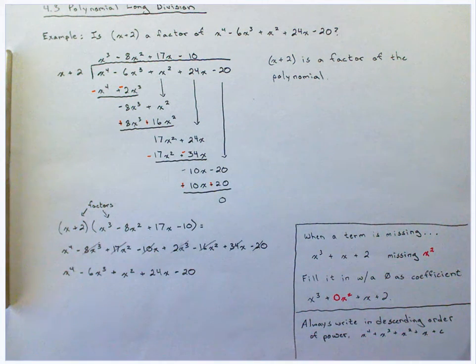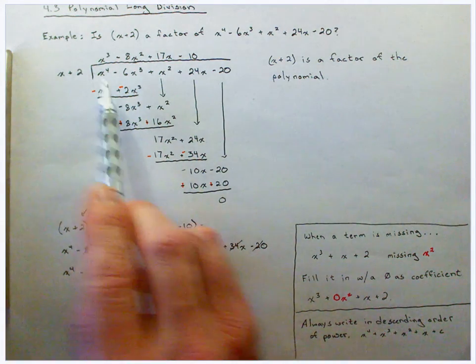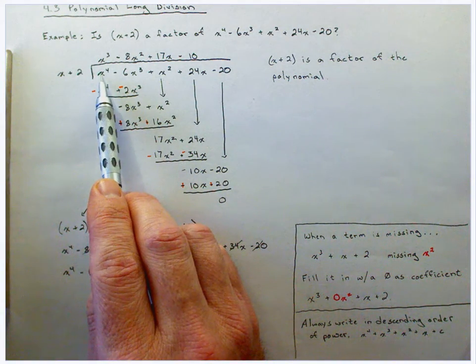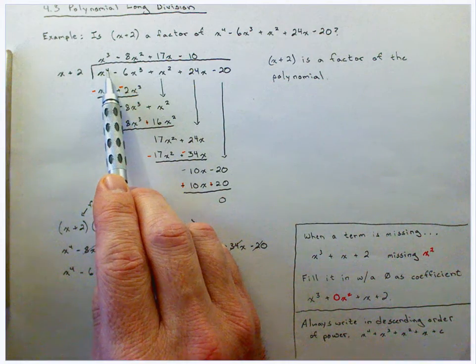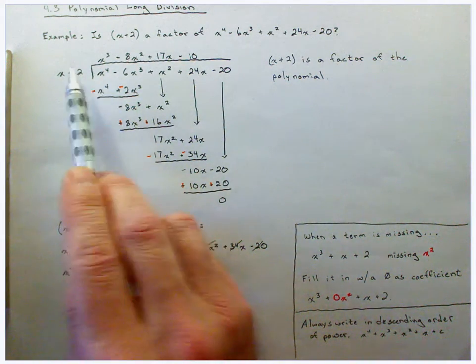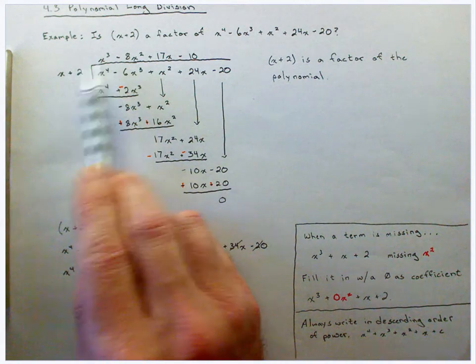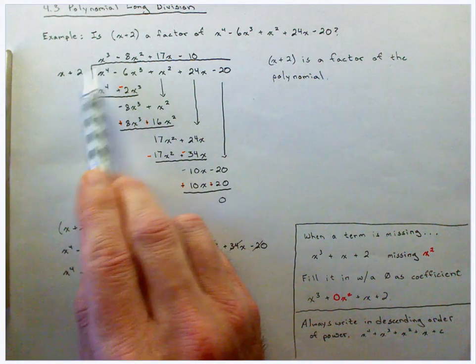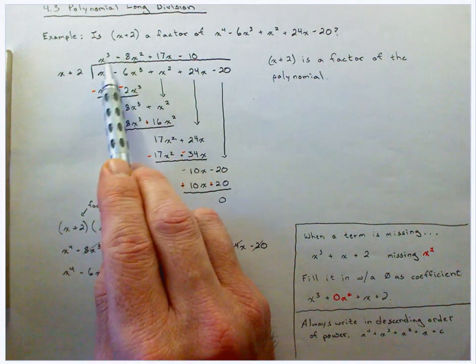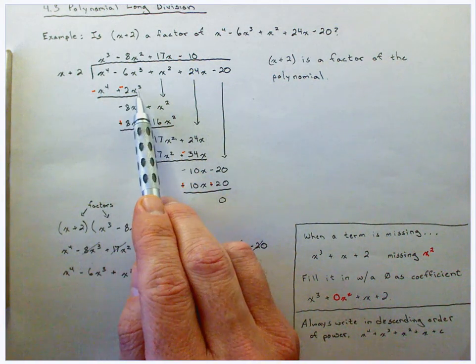It is just like arithmetic long division, except it's a little more complicated. So the first thing I look at is, what would it take for x to go into x to the 4th? Well, x cubed times x will give me x to the 4th. So I have to say x cubed times x and x cubed times 2. So x cubed times x is x to the 4th, and x cubed times 2 is 2x to the 3rd.